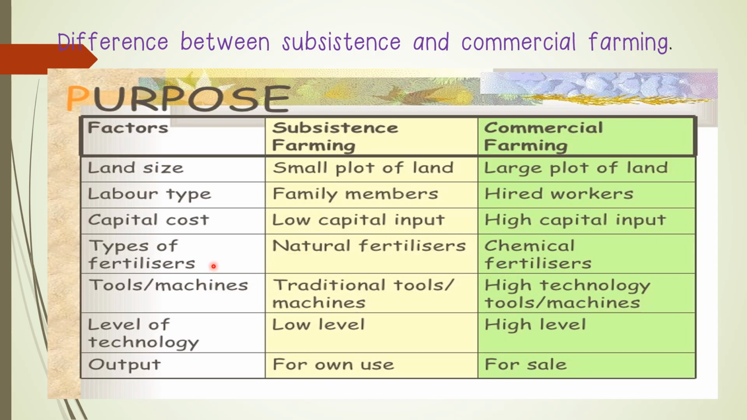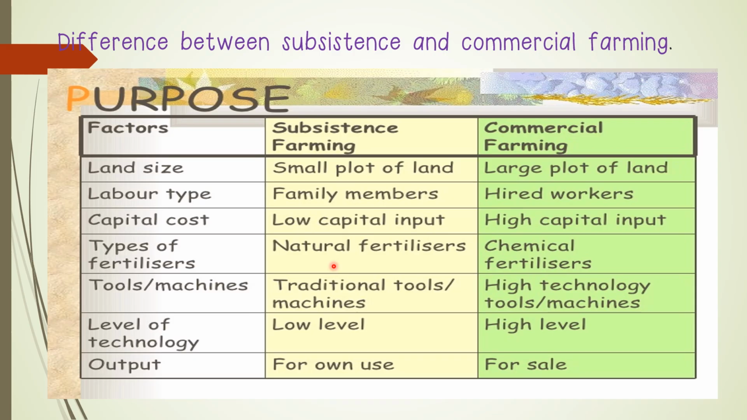Then you get the type of fertilizers. Now, fertilizers are added to the soil to give your soil nutrients to help your crops grow better. So in a subsistence farm, you have natural fertilizers. Natural fertilizers means that it's not made by anyone.